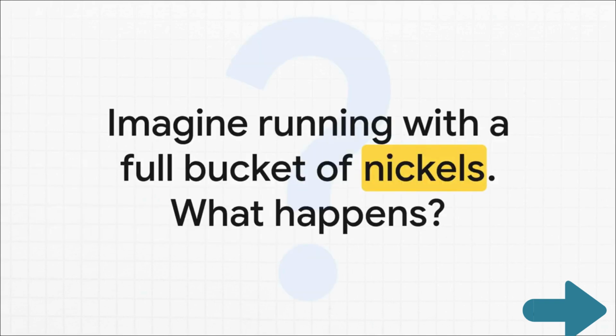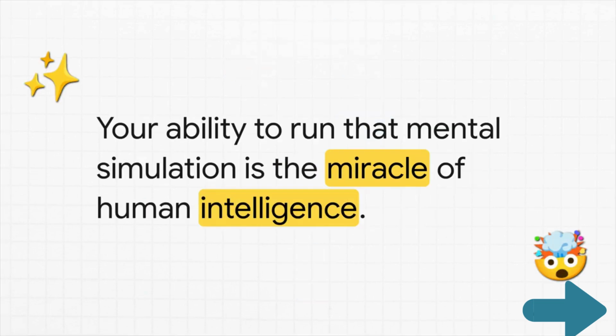Let's try it right now. I want you to imagine you're running as fast as you can with a full bucket of nickels. What happens? You can probably feel the immense weight, right? You can imagine yourself staggering, the coins sloshing around. It's heavy. You didn't have to look that up in a book. You just knew it by running the simulation in your mind. And your ability to do that, to run that mental simulation, combining running and bucket and heavy nickels into a coherent scene, that, Winston argues, is the miracle of human intelligence. And it's the very miracle that the entire field of artificial intelligence is trying to understand and recreate.